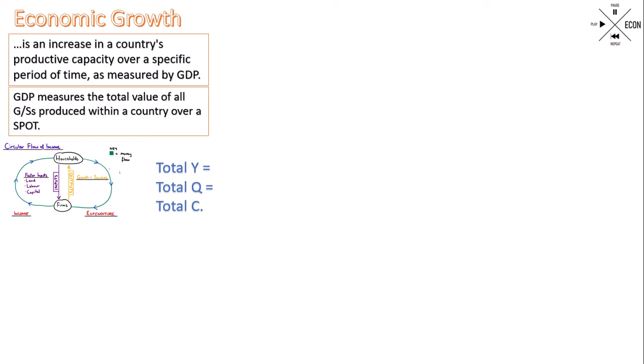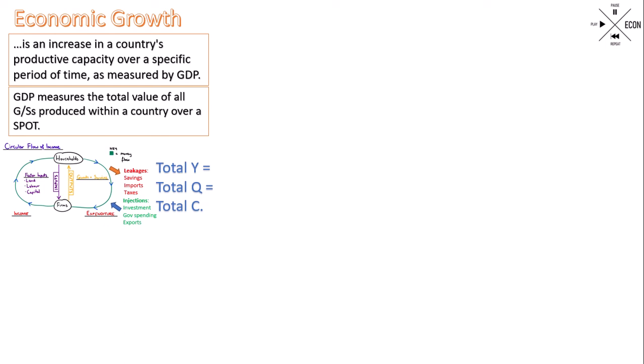From this, however, we've got a few leakages. So see if you can identify what leakages there are from a circular flow of income diagram. So the acronym is SIT, S-I-T: savings, imports and taxes. And now see if you can remember the three injections. So for me, I remember it as I-G-X: investment, government spending and exports.